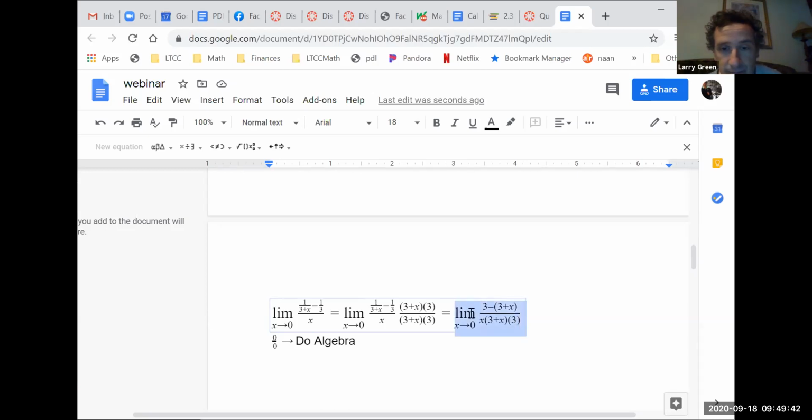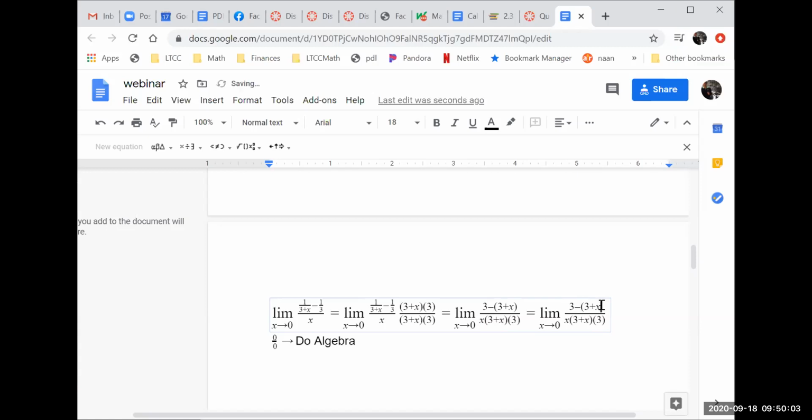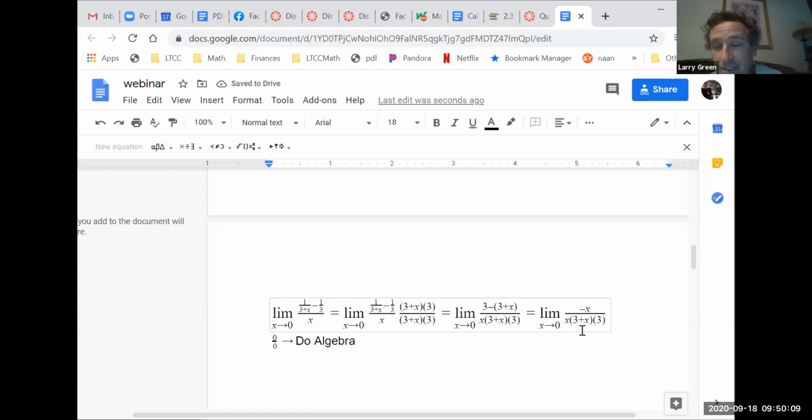Any questions so far? Okay. What is 3 minus parentheses 3 plus x? Negative x. Should I multiply the denominator through? Should I go x times 3 plus x times 3 and say that's 9x plus 3x squared? What do you think? No.